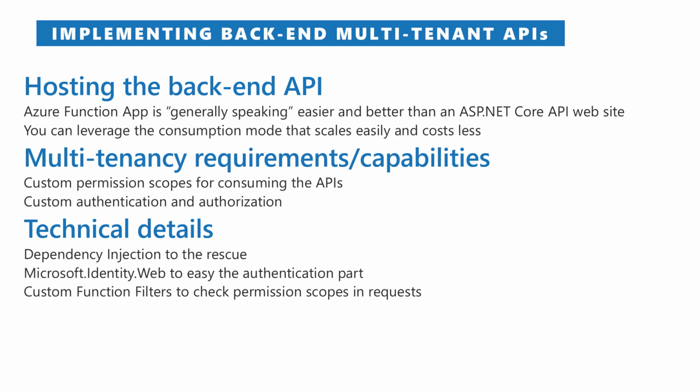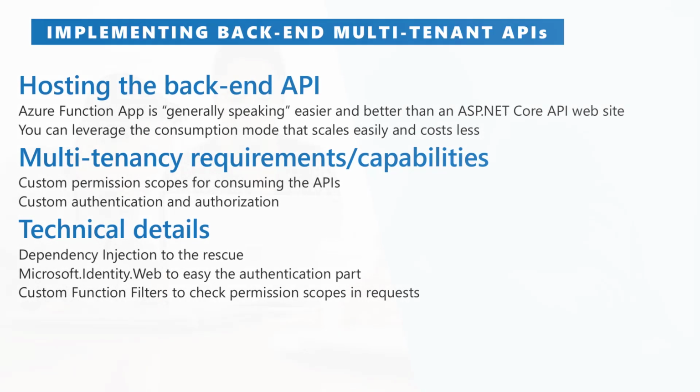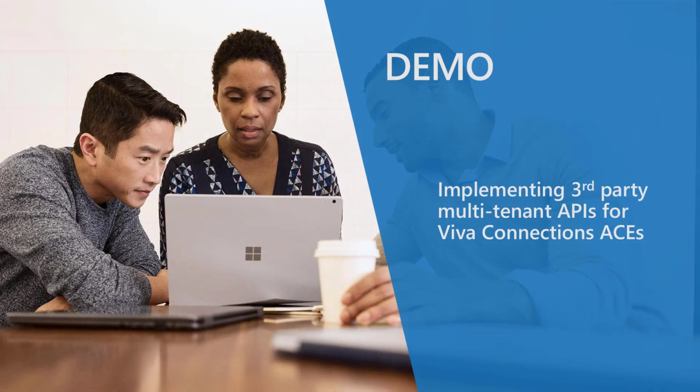From a technical implementation point of view, you will leverage dependency injection inside the Function app, as well as you will rely on the Microsoft.Identity.Web package in order to have an easy authentication for access tokens that you will get in your Function app requests. Last but not least, we can use the preview capability of function filters to check the permission scopes in requests that we will get on the API side. So, let me move to the demo environment and let me show you the actual implementation of a sample multi-tenant backend API for adaptive card extensions.